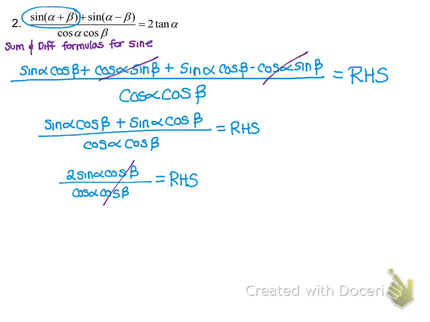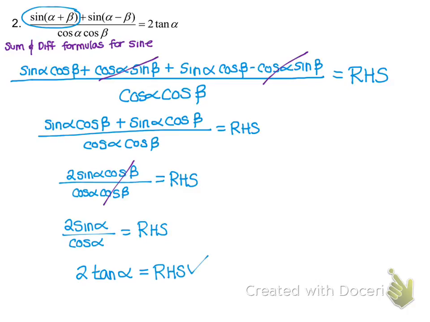So then what we get is 2 sine alpha over cosine alpha. And again, you can go straight to this final step if you'd like without writing it, but we know that sine over cosine is tangent. So we have 2 tangent of alpha, which is what we were looking for on our right-hand side.